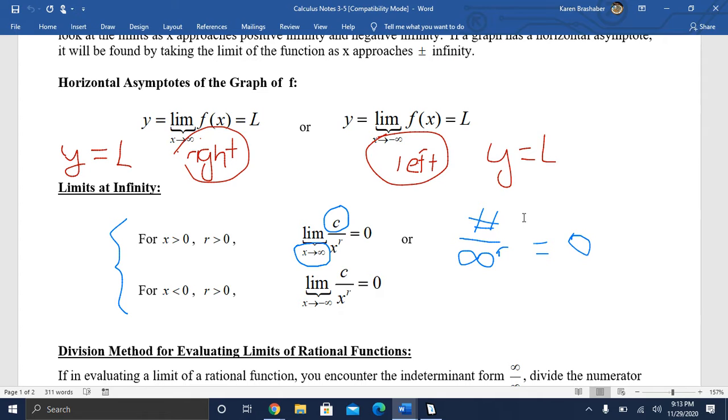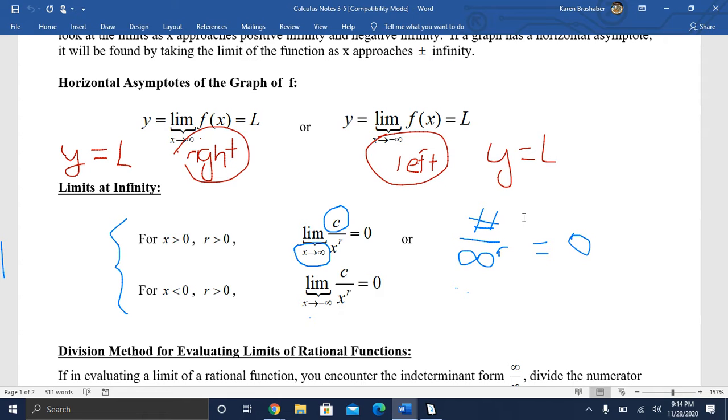Think of that as your chances of winning the lottery. If you have even 5 chances out of an infinite number of chances, that's essentially no chance. So you have that equaling 0. The same would be true for negative infinity. So if you have a number over infinity, even if it's infinity to a power, that equals 0.